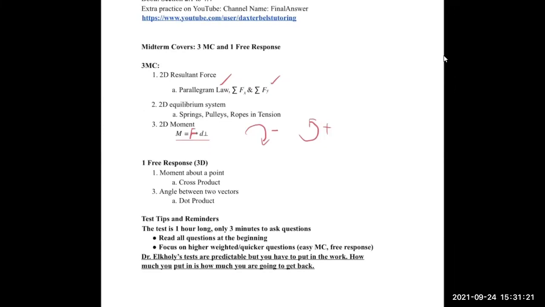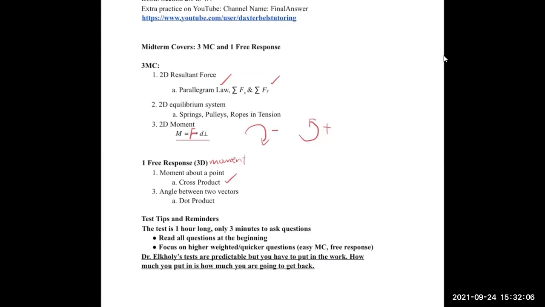And for the free response problem, it's a 3D moment problem. This 3D moment problem is going to be a moment about a point, and in order to solve this kind of problem, you need some fundamental knowledge from 3D vector material. The only new thing about it is the cross product that you have to do at the end to find out what the moment is. Other than that, 3D moment and 3D vector problems are pretty much the same, except that 3D moment adds a cross product at the end to find the moment.